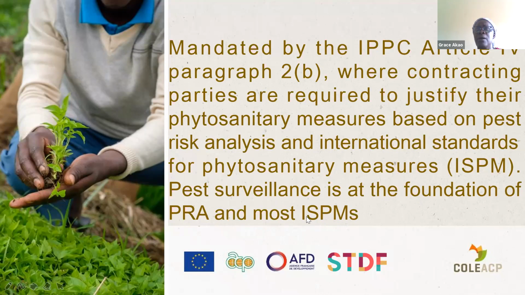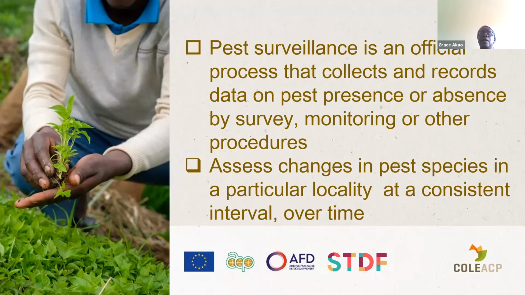We'll get to know ISPMs that draw their relevance from ISPM 6. And ISPM 6 talks about surveillance. When you want to understand what actually this pest surveillance is, you go to the Glossary of Phytosanitary Terms, which is elaborated under ISPM 5, and it will tell you that it is an official process where you collect and record data on either the presence or absence of a pest. And you do that by survey or by monitoring or any other procedures.